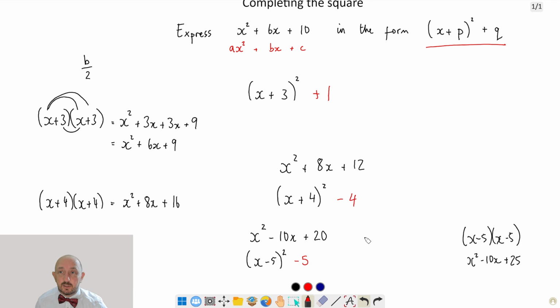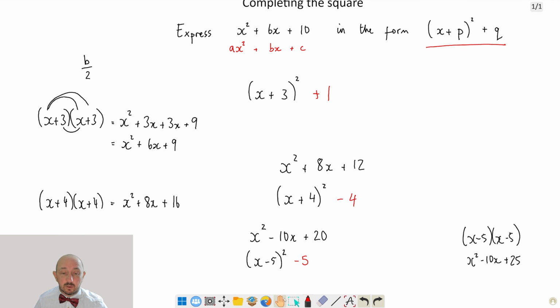Okay, so completing the square isn't actually too bad once you get the hang of this first step. We just take the b term, divide it by 2, and then the completing part is this kind of fudge factor at the end to make it balanced to what we actually want.